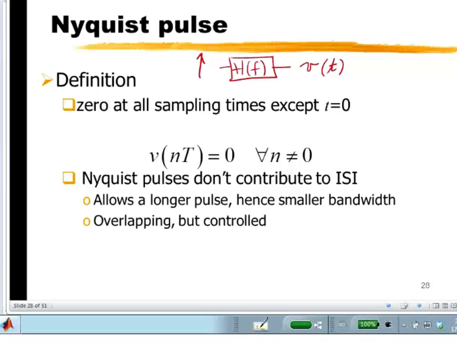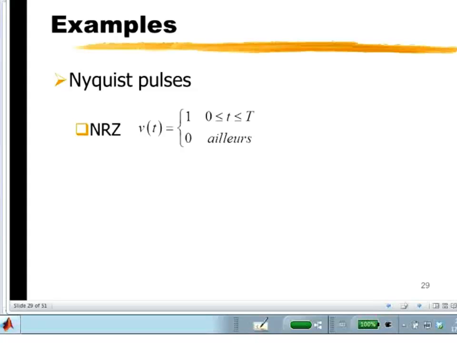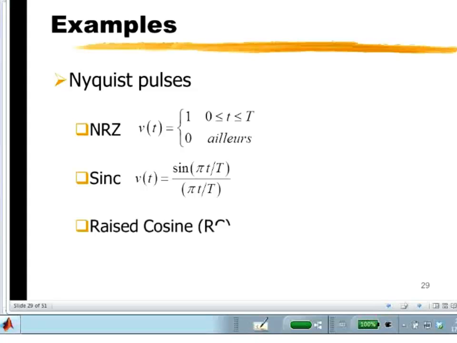It's controlled in such a way that I choose pulses that pass at 0 every time we go through the sampling time, except of course for the main lobe of the bit. So there are many examples of Nyquist pulses, and of course the most obvious example is an RZ pulse, a rectangular pulse. A rectangular pulse is 0 outside the bit interval, so of course at all the other sampling times it is also 0. The sinc function is a function that also goes through 0 periodically at every bit interval. So that would be a valid Nyquist pulse.